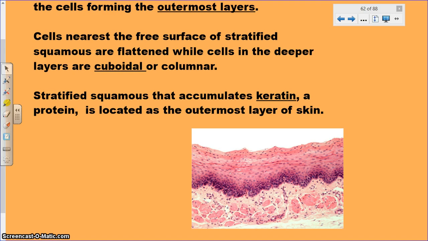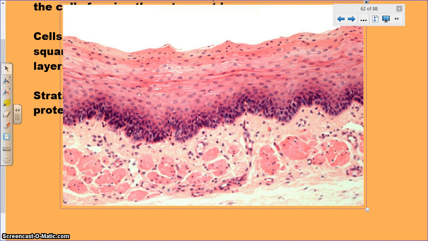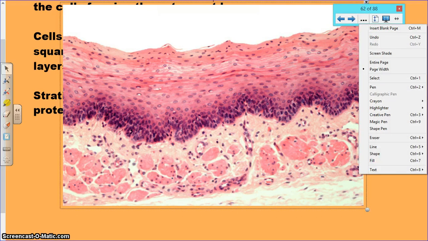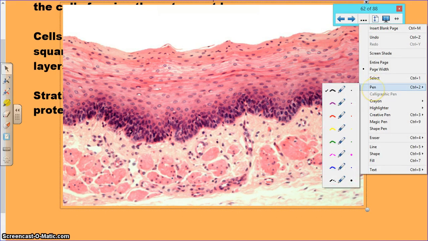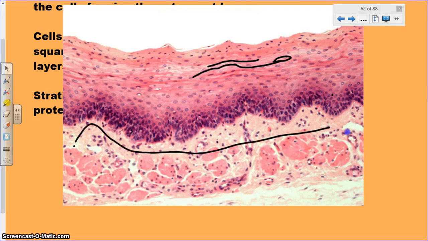So if we look at a sample of stratified squamous epithelium, here towards the top, let's see if I can get my pen to work. There we go. Up in this area, you can see those thin, flat cells. And as it moves further and further away from the connective tissue, that's the stuff down here, it becomes more and more flattened.